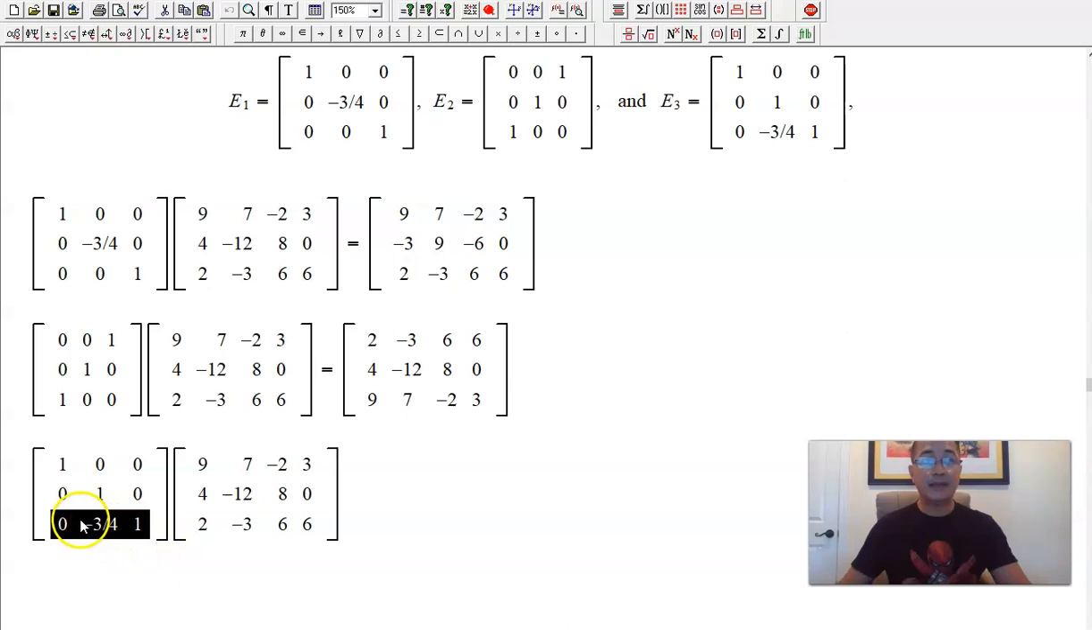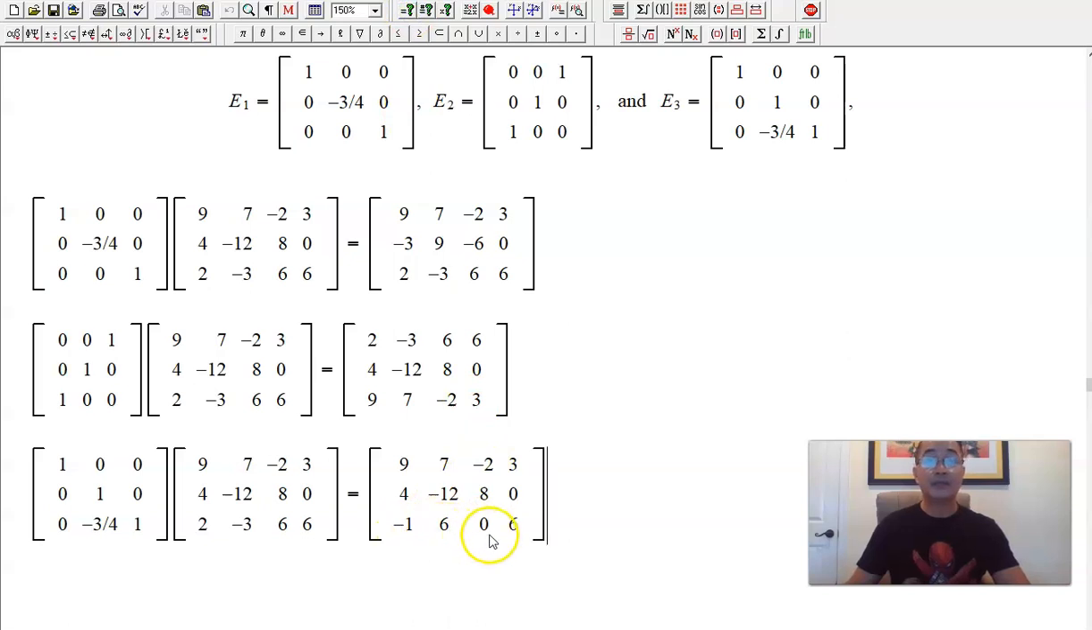But that's exactly how we got this matrix from the identity. Add -3/4 of the second row to the third row. So what should we get? Based on these numbers, we should get -1, 6, 0, 6. Is that what we get? Yeah, -1, 6, 0, 6.